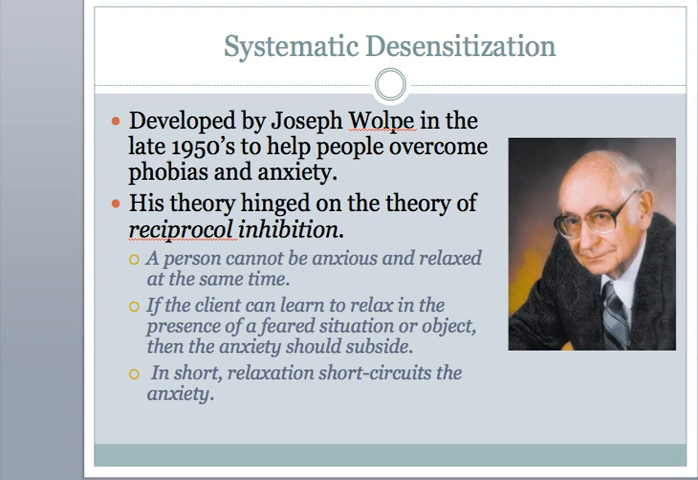Wolpe's theory hinged on the basic idea of reciprocal inhibition. And this theory of reciprocal inhibition was that a person cannot be anxious and relaxed at the same time. So if a client can learn to relax in the presence of a feared situation or feared object, and they can stay relaxed, then the anxiety should subside and the amount of fear they experience should be reduced. So in short, relaxation is supposed to short circuit the anxiety that you're experiencing.